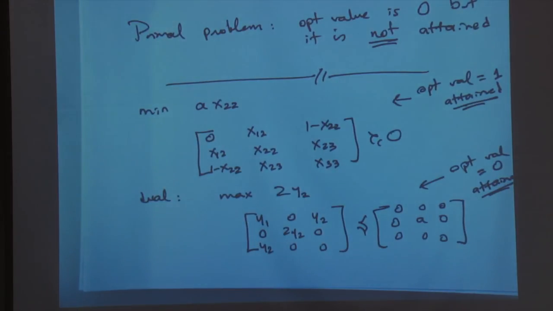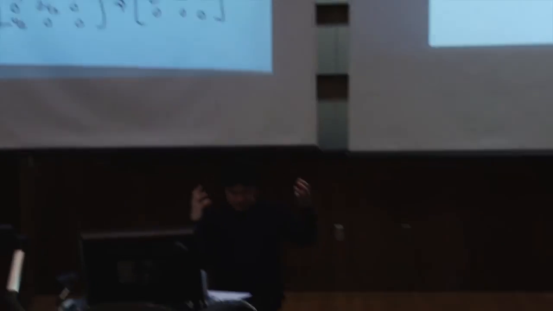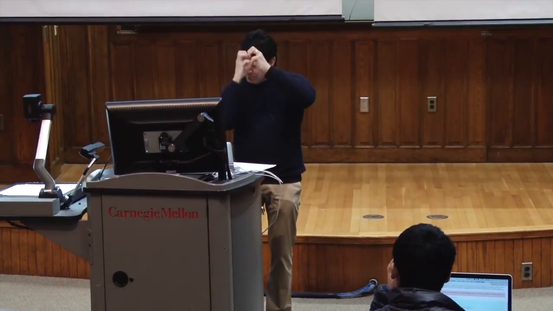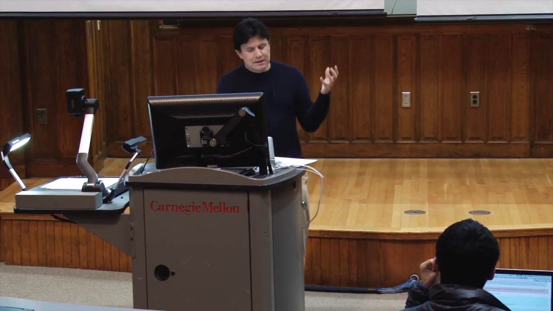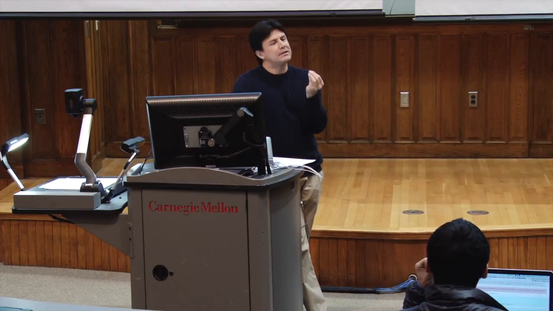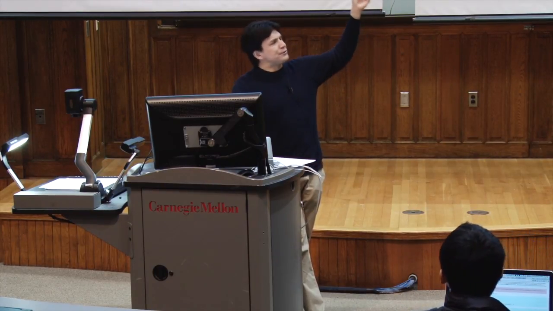Okay, so this last example shows that that kind of pathology could also occur. You can have both primal and dual attain their optimal values and still have a positive gap between them. Okay, so again, the main point of these examples is to highlight the fact that strong duality requires a little bit more.